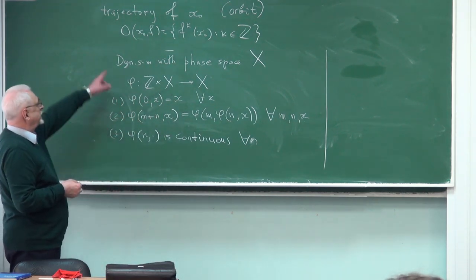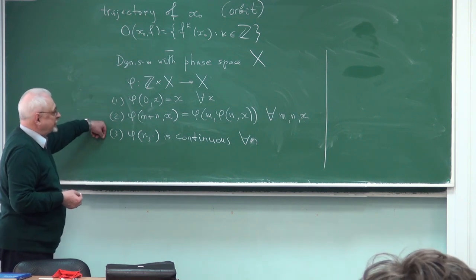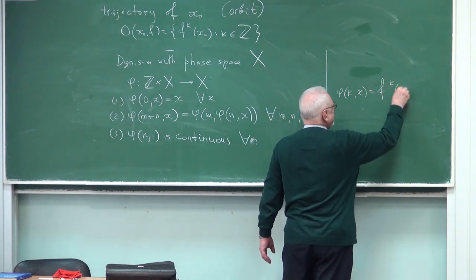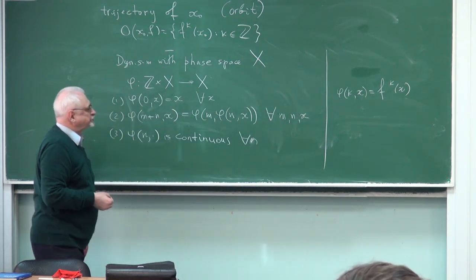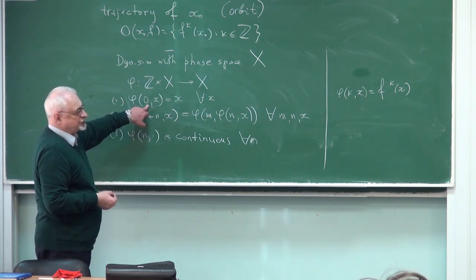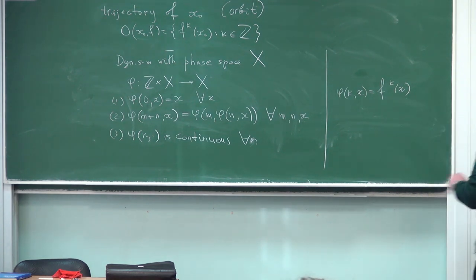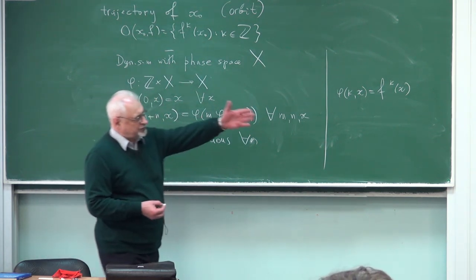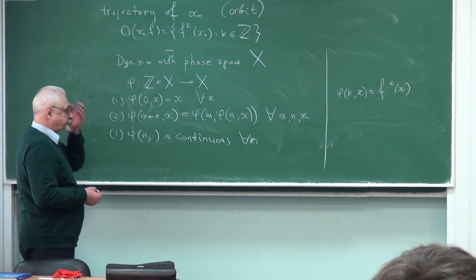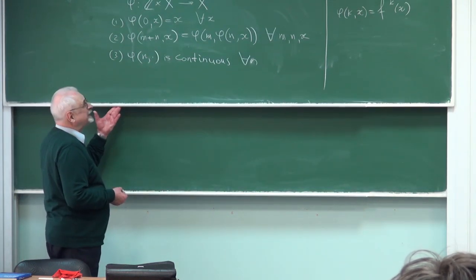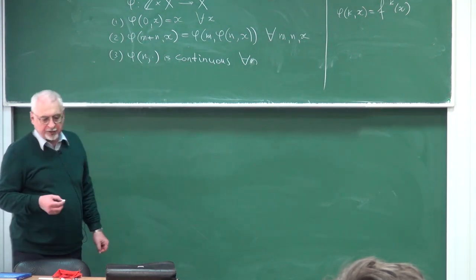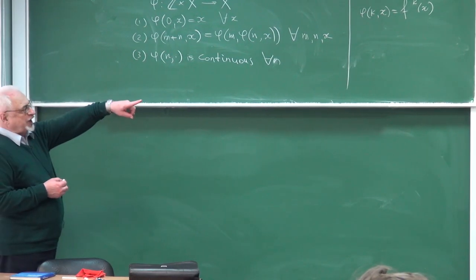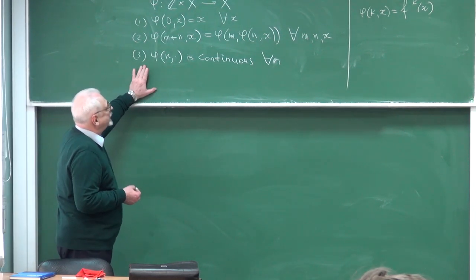It's easy to see that we get an object of that type if we just put phi of k, x equal to f^k of x. This follows from the definition of zero degree. This is easily shown by induction, and this also follows from the definition. So we start with a homeomorphism and we define this mapping phi.